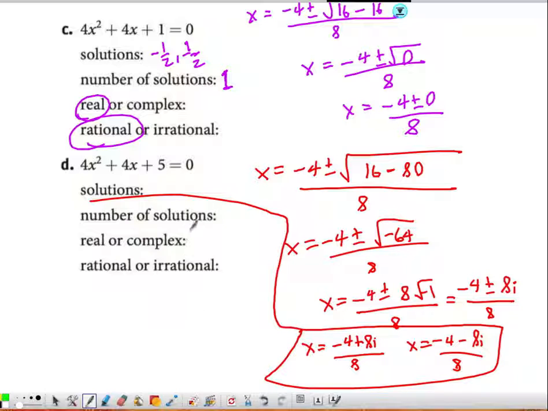There we go. How many solutions? I have 2. Are they real or complex? Since I have i and I had the square root of a negative number, they are complex solutions. Now, because they're complex solutions, I can't answer the last question. Only when it's real can you answer if it's rational or irrational.